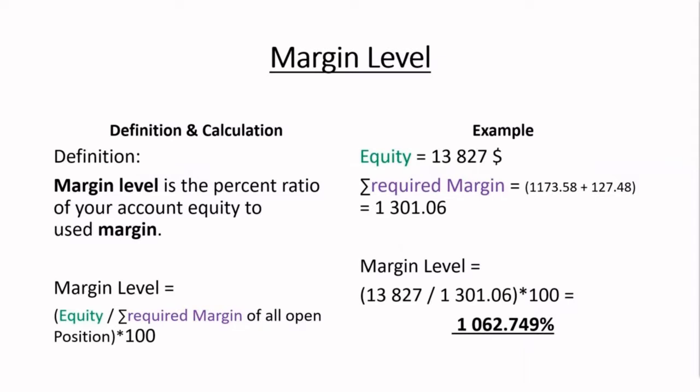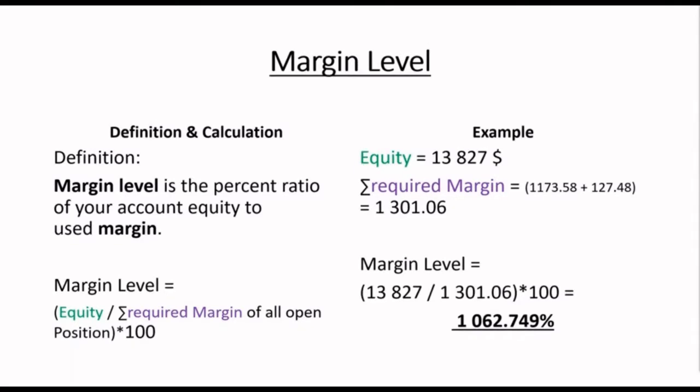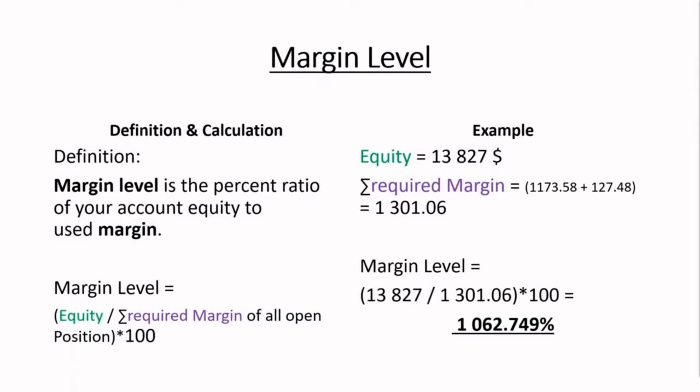So, after understanding PL calculation, the other big key calculation is the margin level. Here, it is very important to understand, since our stop out level and our margin call level depend on this parameter. How to define the margin level? Margin level is the percentage ratio of your account equity to used margin.